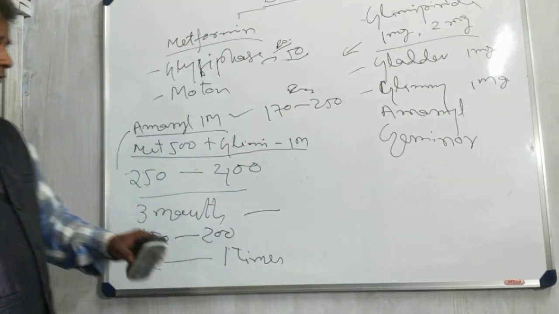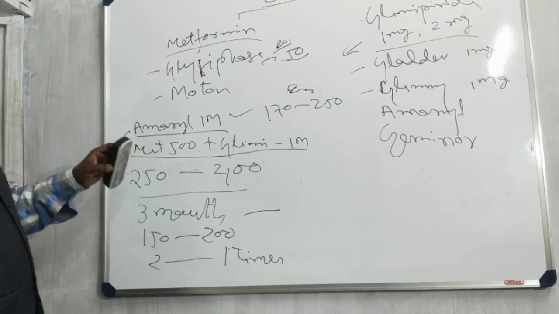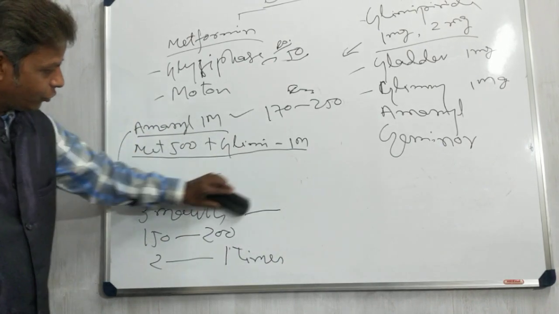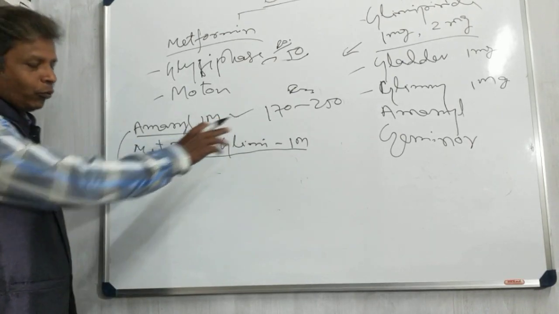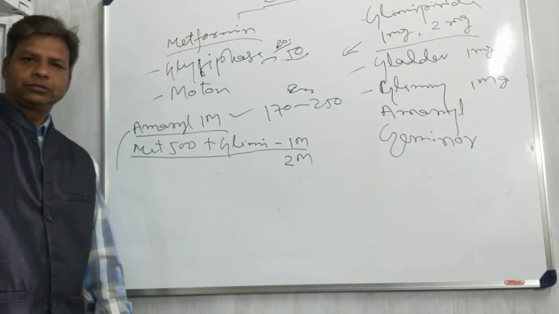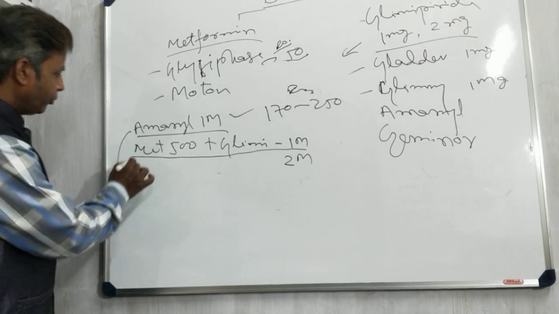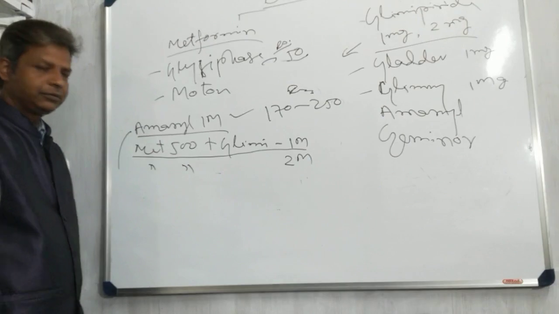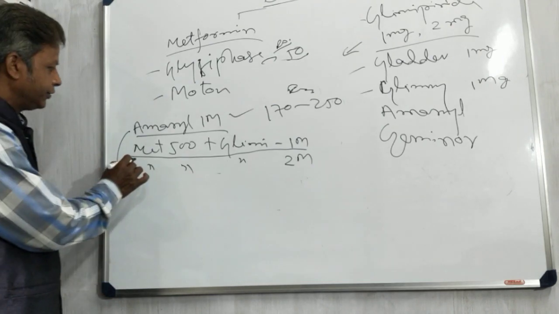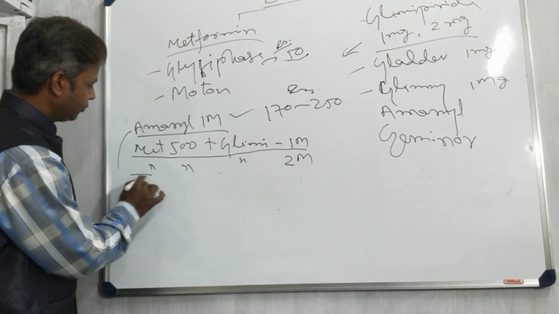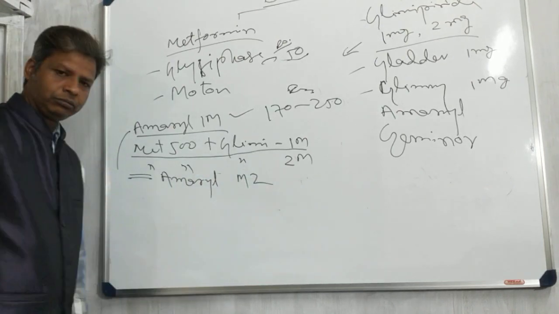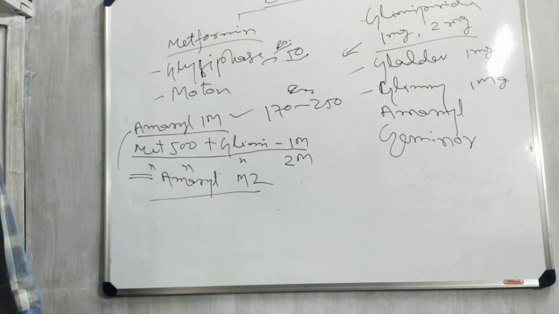If you have excessive lethargy, excessive emaciation, but your hormonal condition is just diabetes, then take this medicine as, instead of 1 mg, 2 mg. That means metformin 500 and glimepiride 2 mg. This is equal to Amaryl M2. On the market, you will find this available.